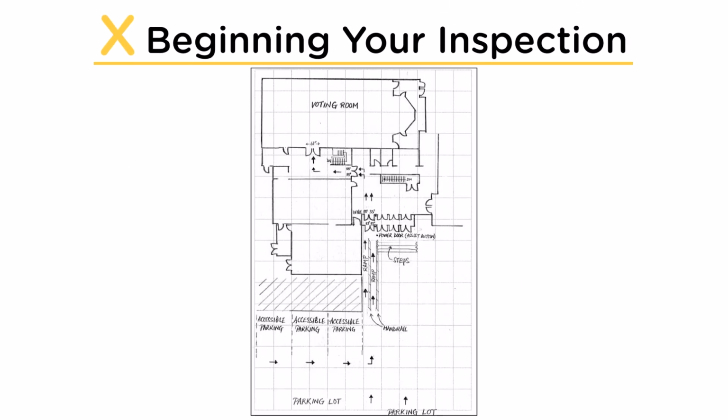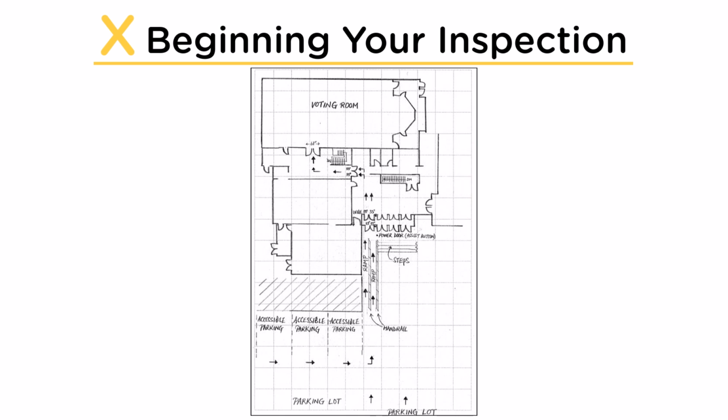Beginning your inspection. An accessible route is barrier-free. According to the building code, barrier-free design means that a building and its facilities can be approached, entered, and used by persons with physical or sensory disabilities. The route can include ramps, curb cuts and elevators, but the transition from one area to another must be barrier-free.